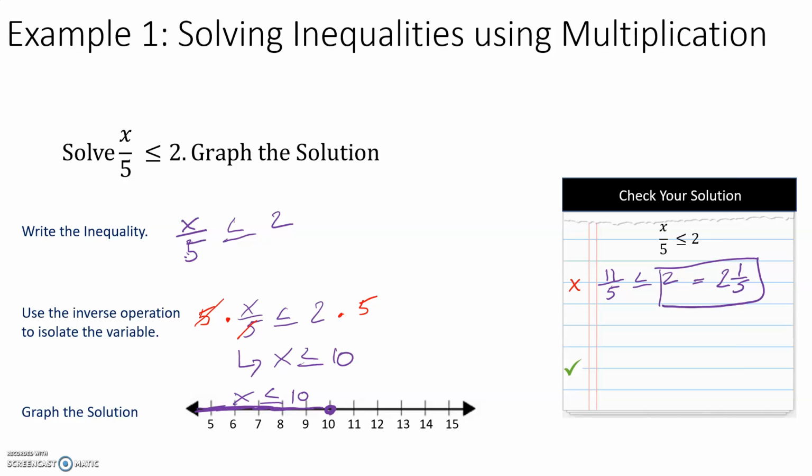Now I can check it with 9 just to be safe. I have 9/5 less than or equal to 2. That's the same thing as 1 and 4/5 less than or equal to 2, and that is true. That's how you check your answer. Go ahead and do one on your own, try one out, and then resume the next video.